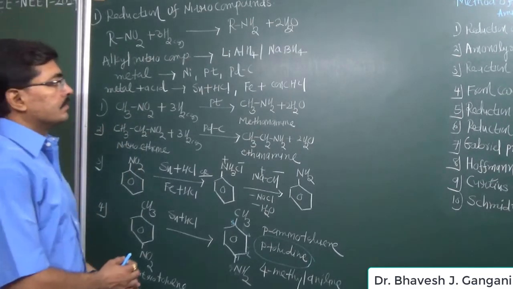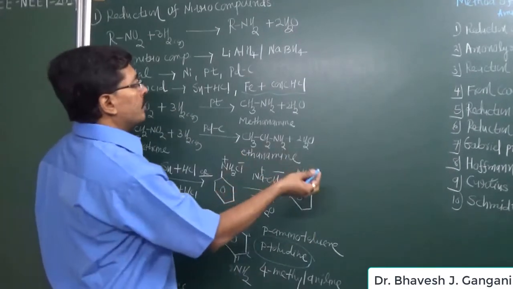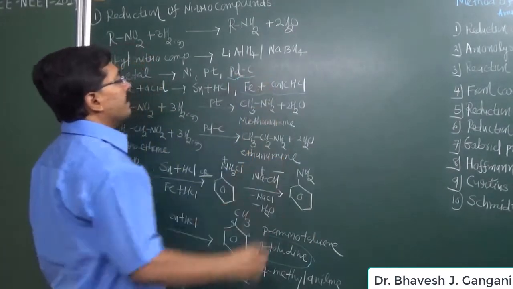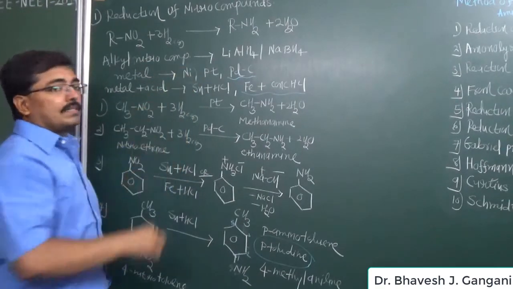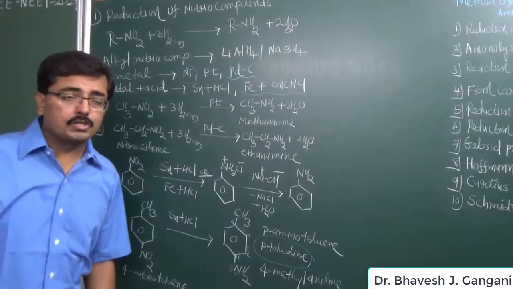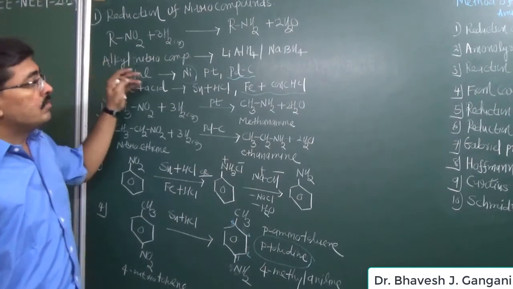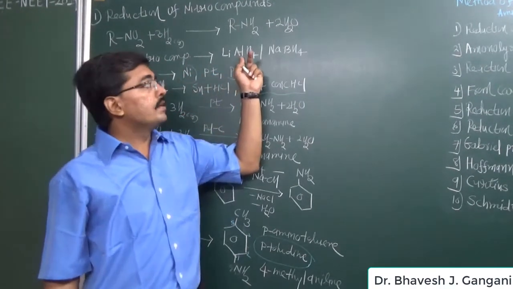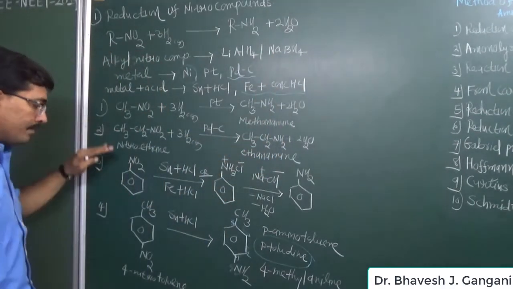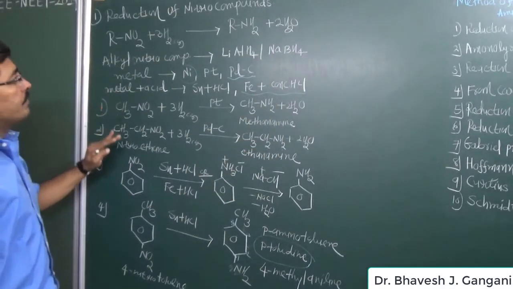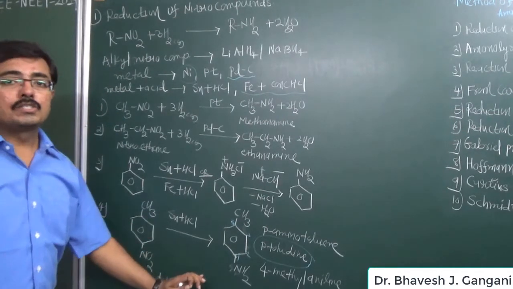But nowadays this combination of iron and concentrated HCl is used. If we want to obtain a highly pure product, then palladium and carbon are used. Whenever we are using nickel as a catalyst, then a very high temperature is required for reduction reactions. For reduction of alkyl nitro compounds, we use either lithium aluminum hydride or sodium borohydride. So a lot of examples we can give. By reduction of nitro compounds, one can get amine.